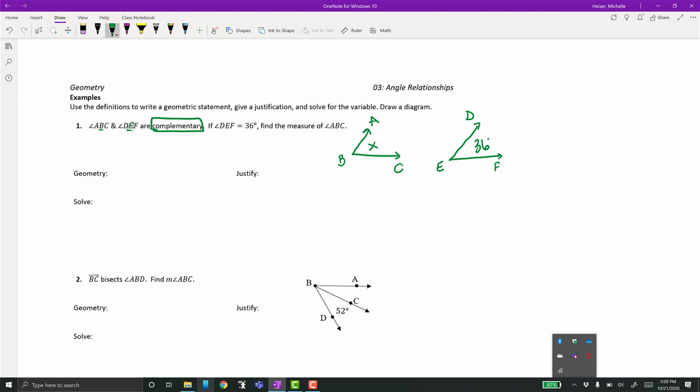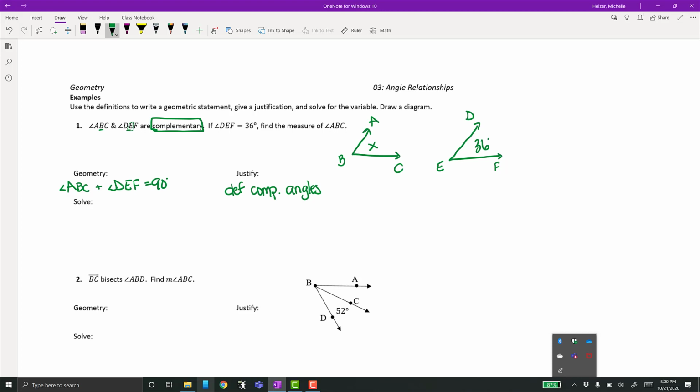Remember at the beginning where I boxed in this word complementary? You're looking for those definition terms because that's going to give us our justification. So definition, complementary angles. And what does complementary mean? Complementary means that the two angles add up to equal 90. So my geometry would be angle ABC plus angle DEF equals 90 degrees. Because those are the complementary angles. The two of them added together equal 90.